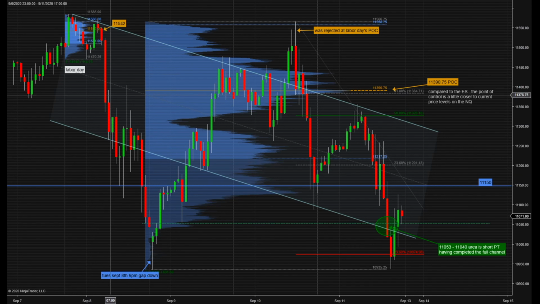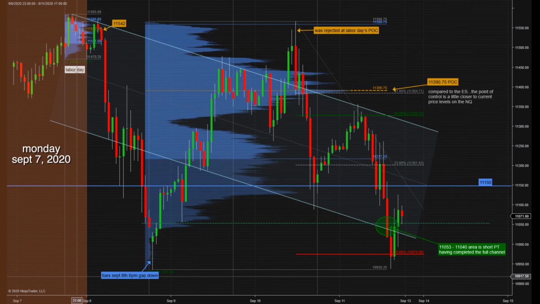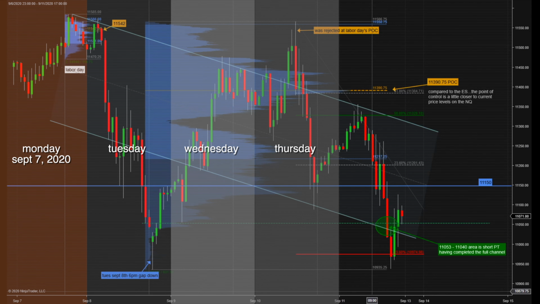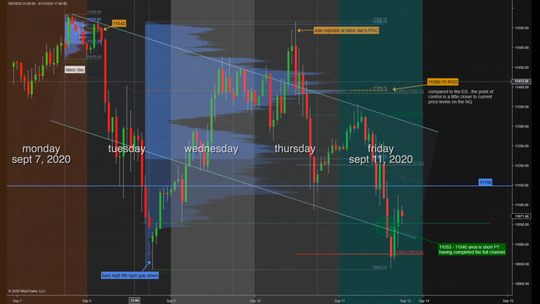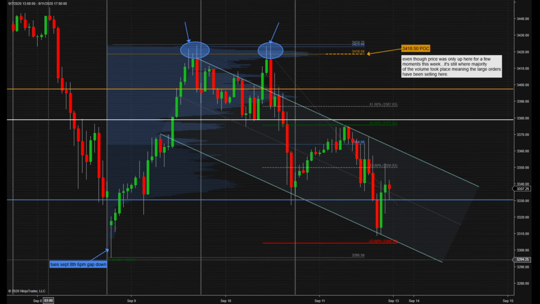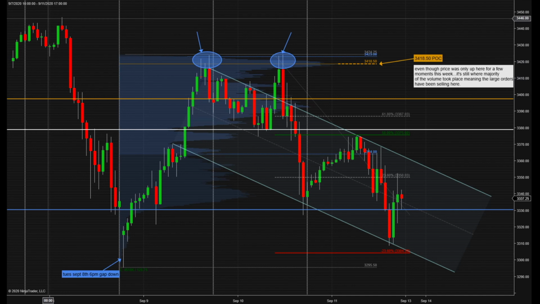What we're looking at is the hourly time frame, and this is Monday, September 7th, rolling right into today, which is Friday, September 11th. We're looking at just this week in the Nasdaq and just this week in the ES. Again, this is the hourly time frame, so just give me a second while I clear the charts.